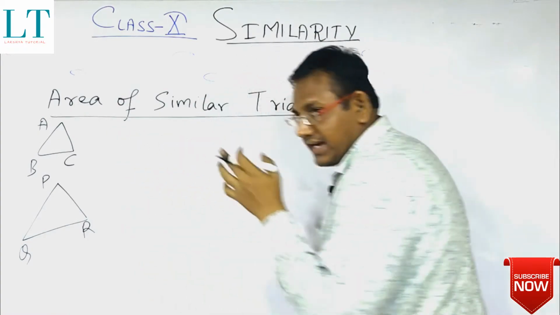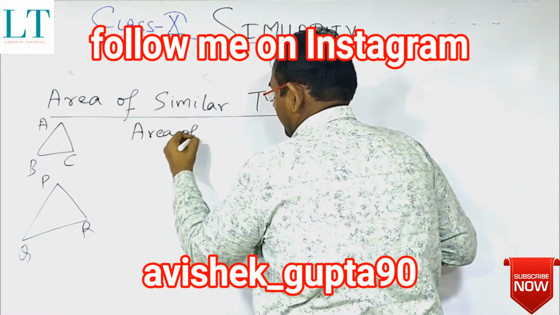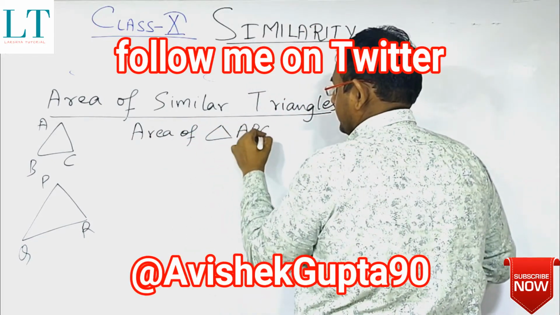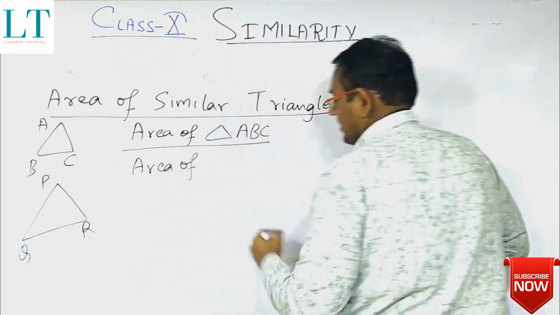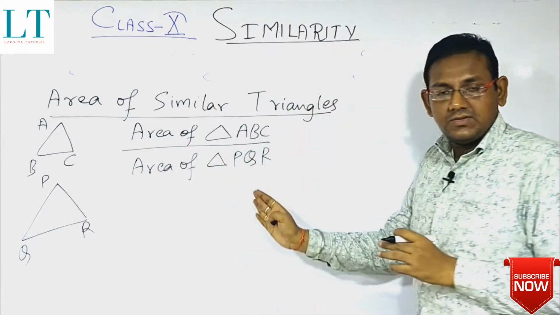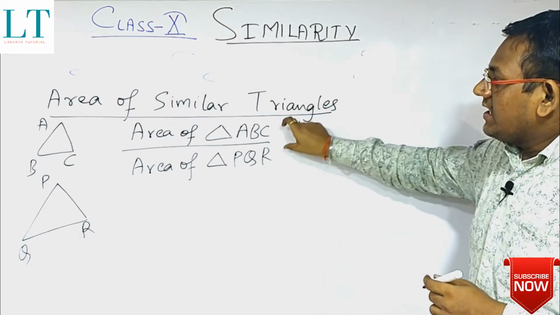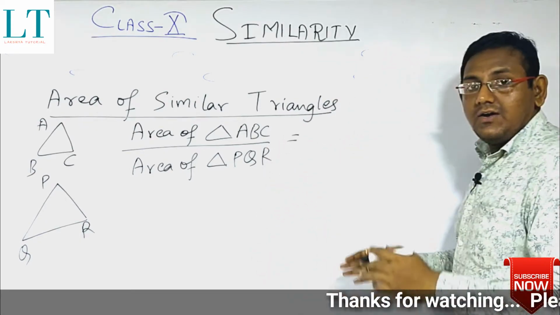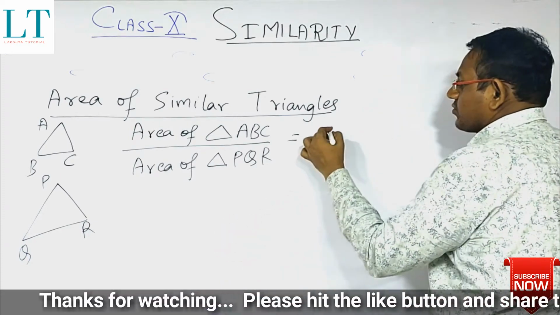Now, if we are considering similar triangles, then in this case we can say that, since they are already similar, the area of triangle ABC by the area of triangle PQR, so basically I am taking the ratio of these two triangles, and we say that the ratio of the area of the triangles is equal to the square of the similar sides of those triangles. What does that mean? Square of similar sides.